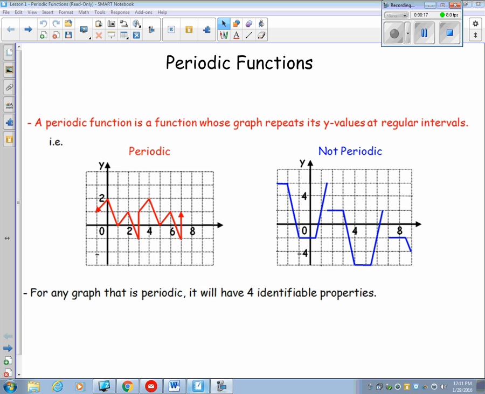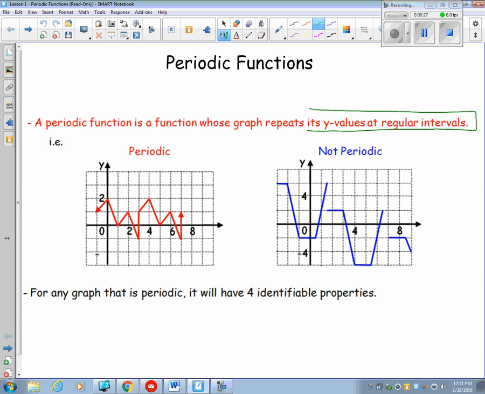A periodic function, just to remind ourselves, is a function whose graph repeats its y values at regular intervals. That's the key there, the y values in regular intervals. So looking at the first graph, to trace it, I go up and then down, then up and then down, then straight up. And then I start all over again. I could predict what's going to happen next, right? The same values are repeating themselves over and over again. That would be a periodic function.